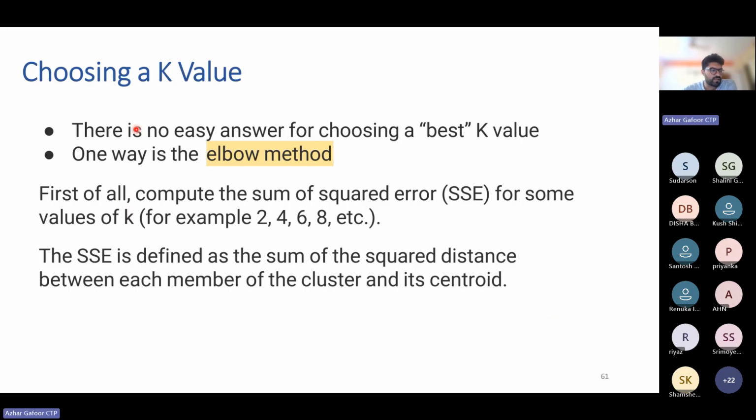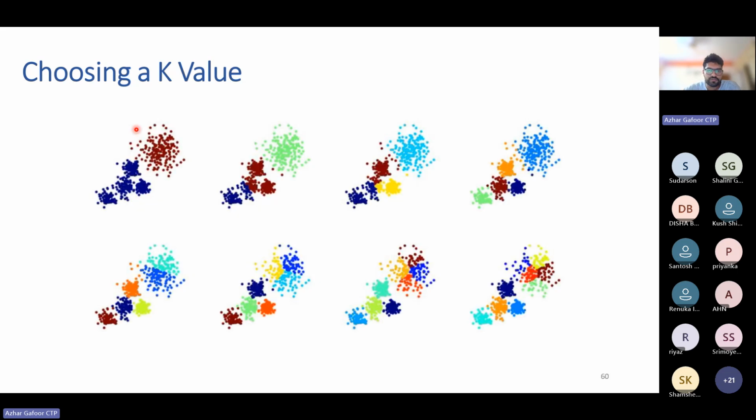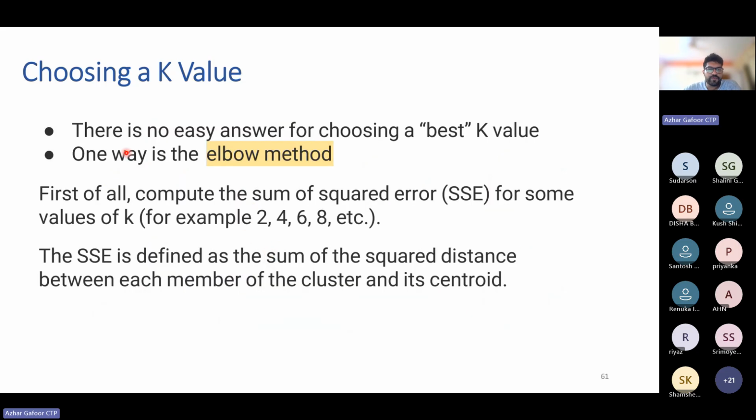So again, as in k nearest neighbor, in k-means also, if we increase the number of k, we'll get clusters, that's fine. But what is the optimum value of k that we have to choose? So one way to choose that optimum value is the elbow method. So what is the elbow method?